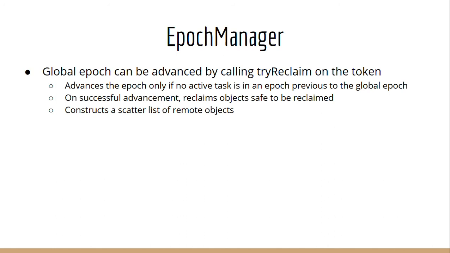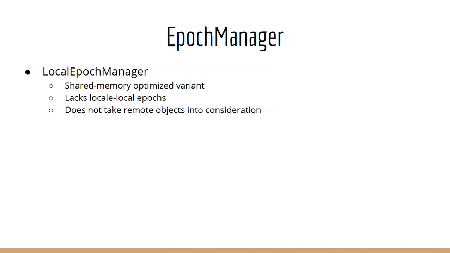On successful advancement, Epoch Manager reclaims objects which are safe to be reclaimed, that is, the objects marked for deletion in 2 epochs behind the new global epoch. Since remote objects may be marked for deletion, each locale first constructs a scatter list of remote objects to be deleted that sorts objects by the locale they are allocated on, significantly cutting down unnecessary communication. After this process, the marked objects are reclaimed. So in a nutshell, this is all there is about Epoch Manager.